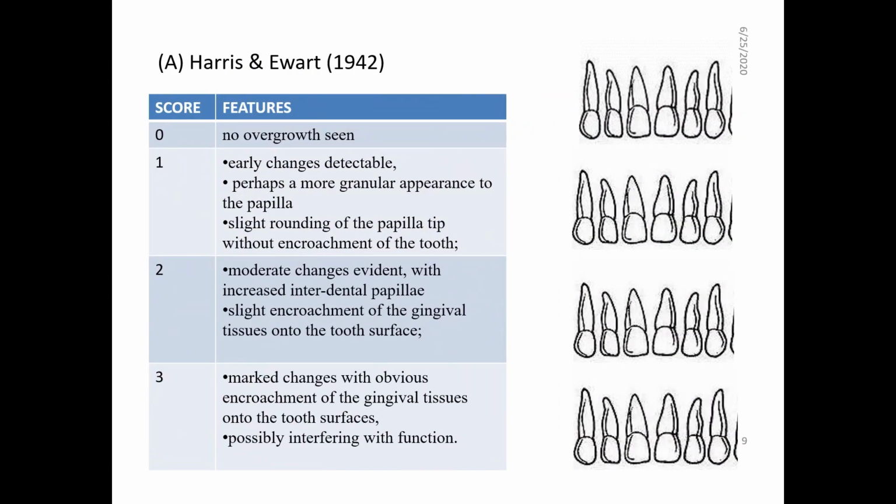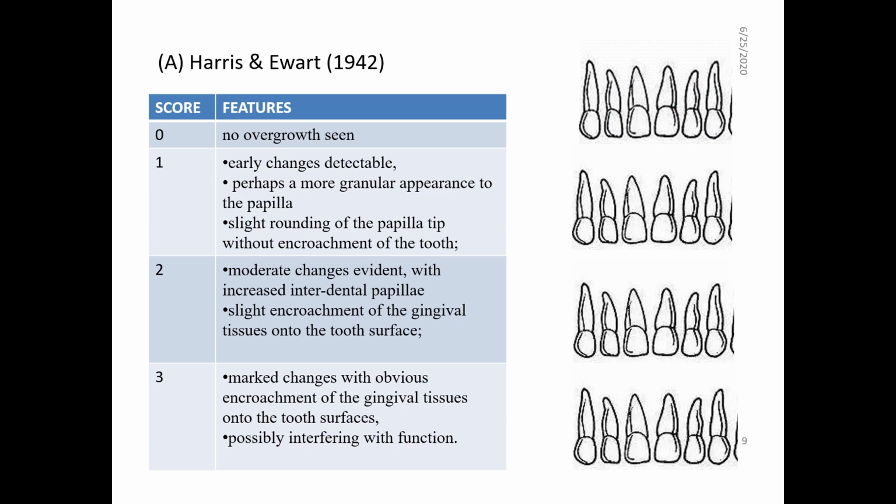First scoring was given by Harris and Abbott in 1942. So in every kind of scoring, we will remember some characteristics, and then we will try to reproduce them on the diagram. Okay. So every character you need not produce, and you can't produce on the diagrams, so that the invigilator gets an idea that yes, you know about it.